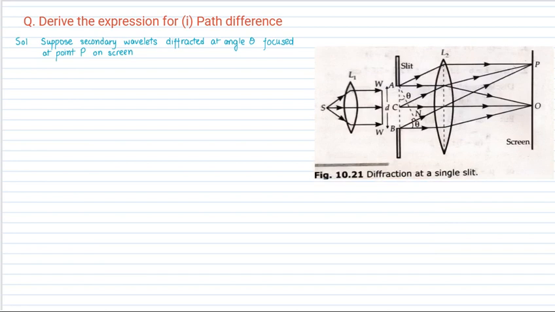Let us suppose the angle by which the rays are diffracted is theta, and these rays are focused at the point P on the screen. Suppose the light starts to move from this point A and is focused at this point P using lens L2. Similarly, consider another light which starts from this point B, which is also focused on this point P using lens L2.